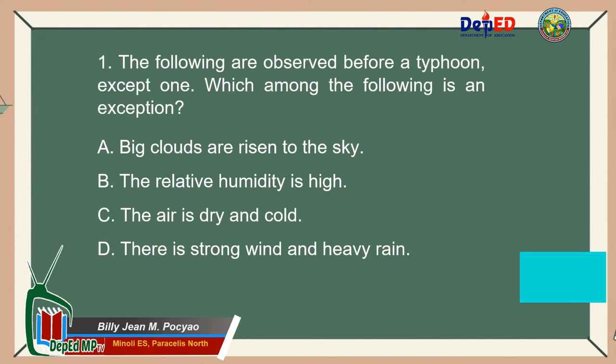Number 1. The following are observed before a typhoon except one. Which among the following is an exception? Letter A, big clouds are risen to the sky. Letter B, the relative humidity is high. Letter C, the air is dry and cold. Letter D, there is strong wind and heavy rain. The correct answer is letter D.